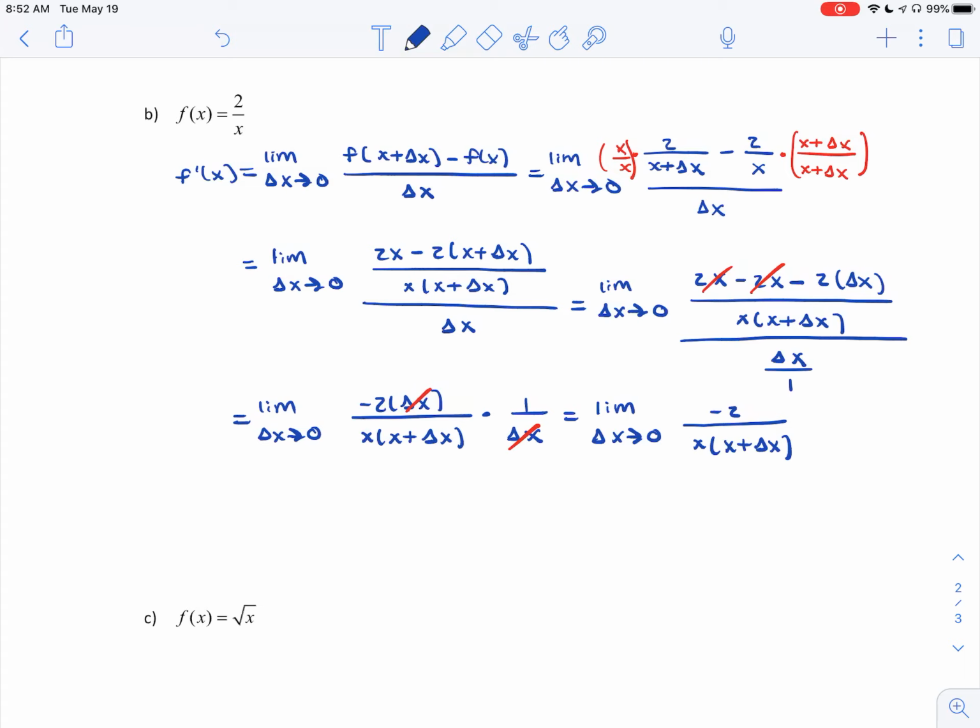All right, so then lastly, we can evaluate our limit. So just using direct substitution, plug 0 in for our delta x. That term would just go away, and we are going to be left with f prime of x is equal to negative 2 over x squared. The only thing that I'm going to add here is that on both the original function as well as our derivative, we have to make sure that we're acknowledging the domain restriction that x cannot equal 0. So that would be our derivative function for this one.